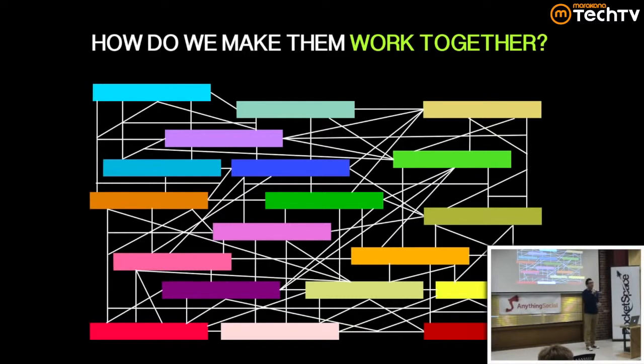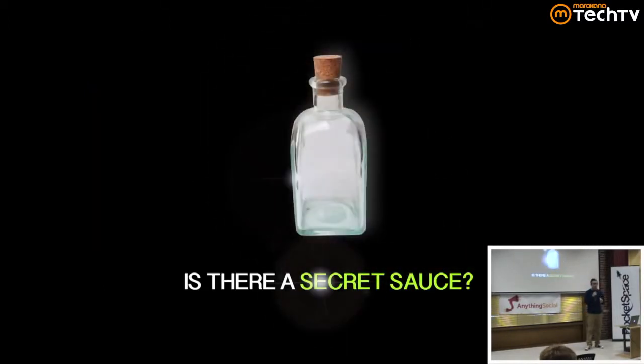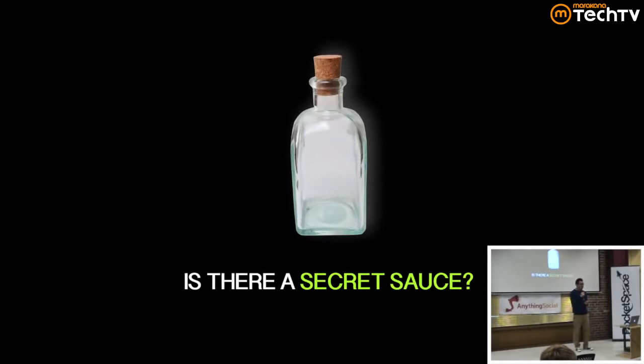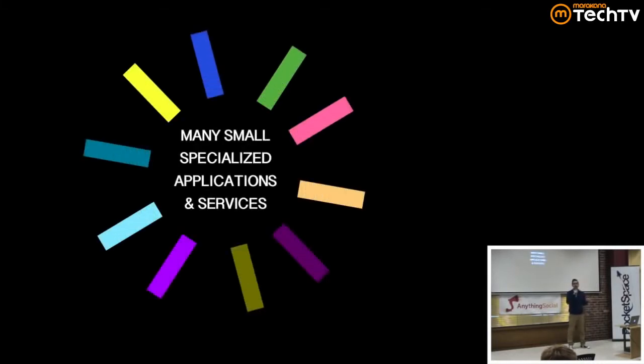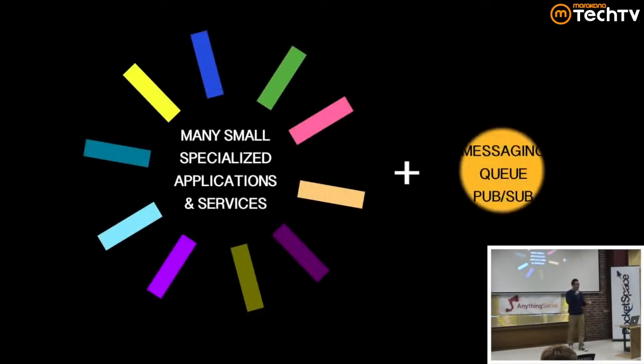But once you get past building the foundation, all these complexities are going to look small compared to building and working with a large application. So is there a secret sauce to make it work? There are a lot of really good solutions, but for me it was understanding how messaging queues work. Of course, the architecture is going to vary depending on the needs of your company. So when we use a messaging queue, it becomes a glue between all the different components. And it allows us to have many small applications that work well together.